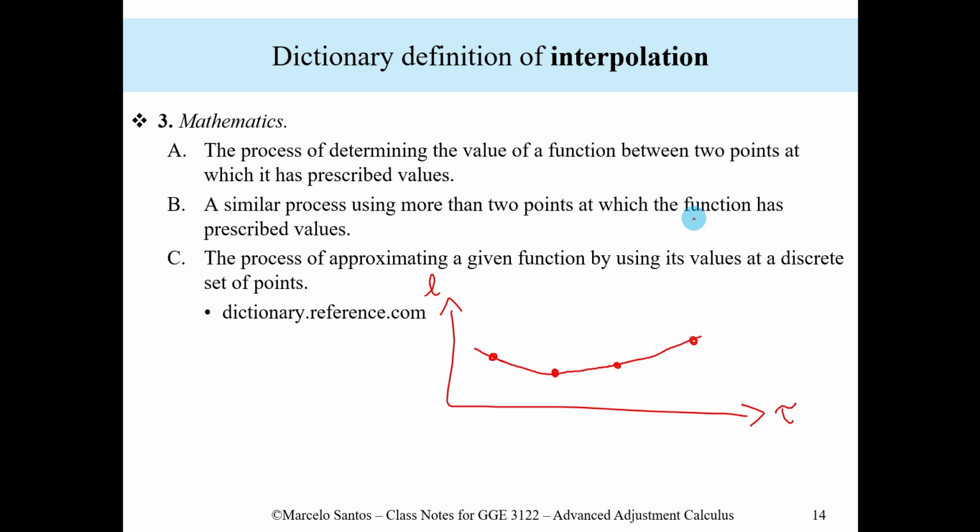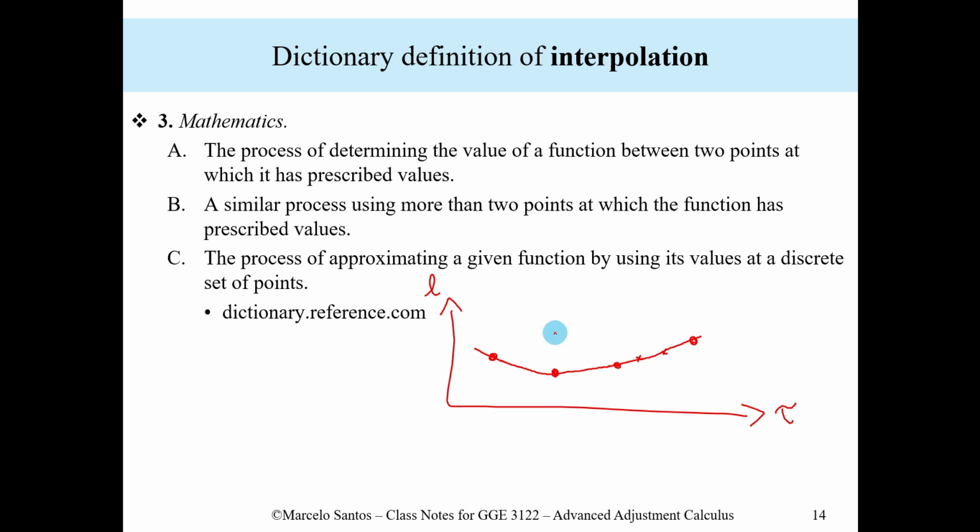A function has prescribed values means that the observations are part of the function. In other words, the function has to cross the observations. So this is now a second definition, which is broader. It broadens your understanding, because you would think of interpolation as determining values of points between two known values. Here we are talking about defining a function that contains the observations.